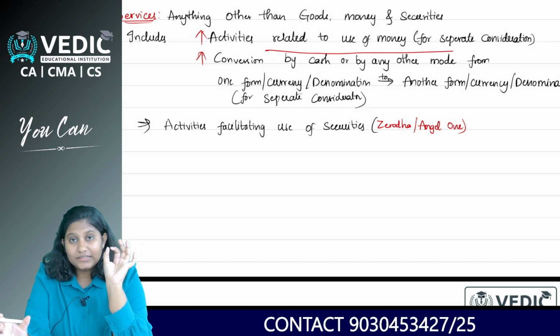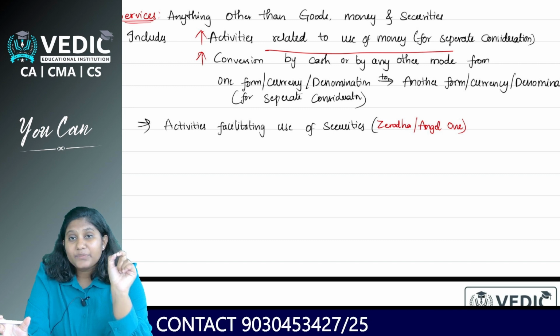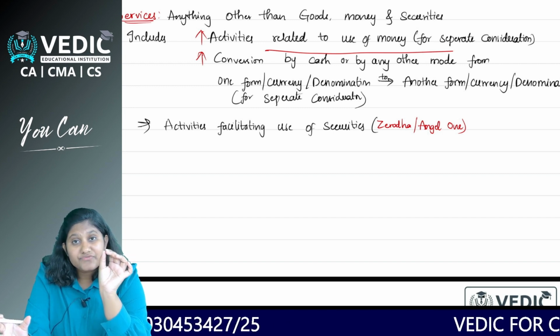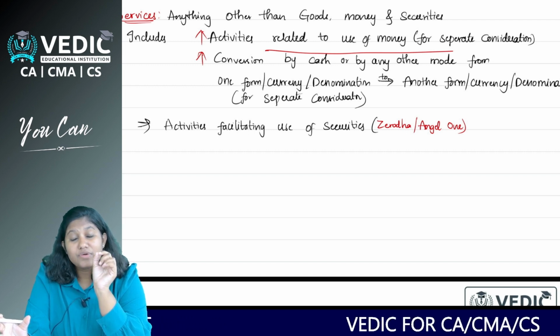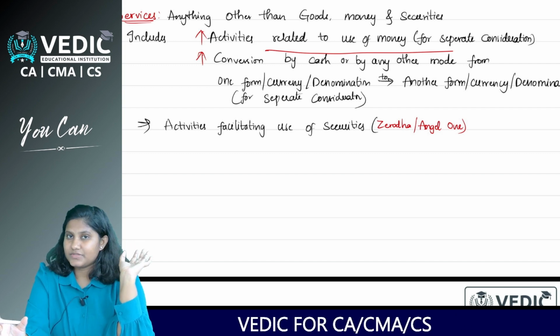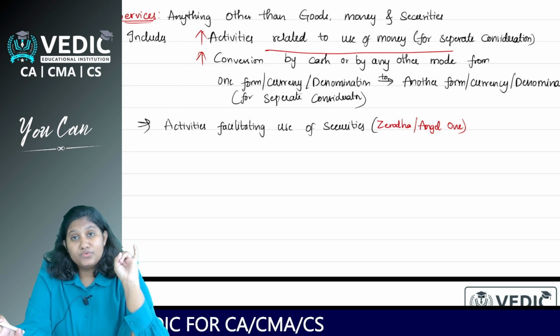Services: anything other than goods, money, securities, but includes activities related to use of money for separate consideration, conversion by cash or by any other mode from one form of currency denomination to another form of currency denomination, for which separate consideration is charged. Clear? See, we learned about goods and services.